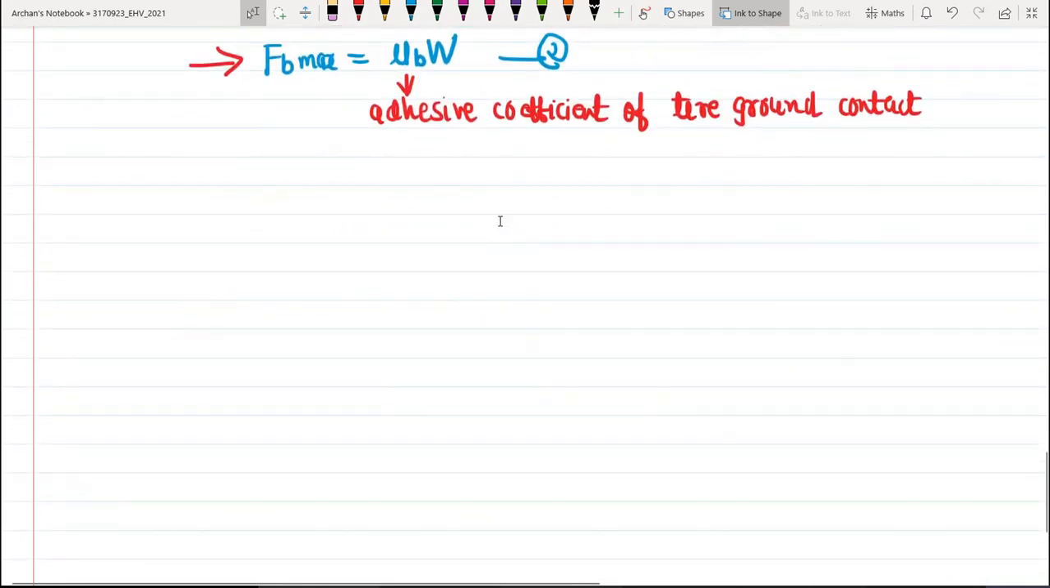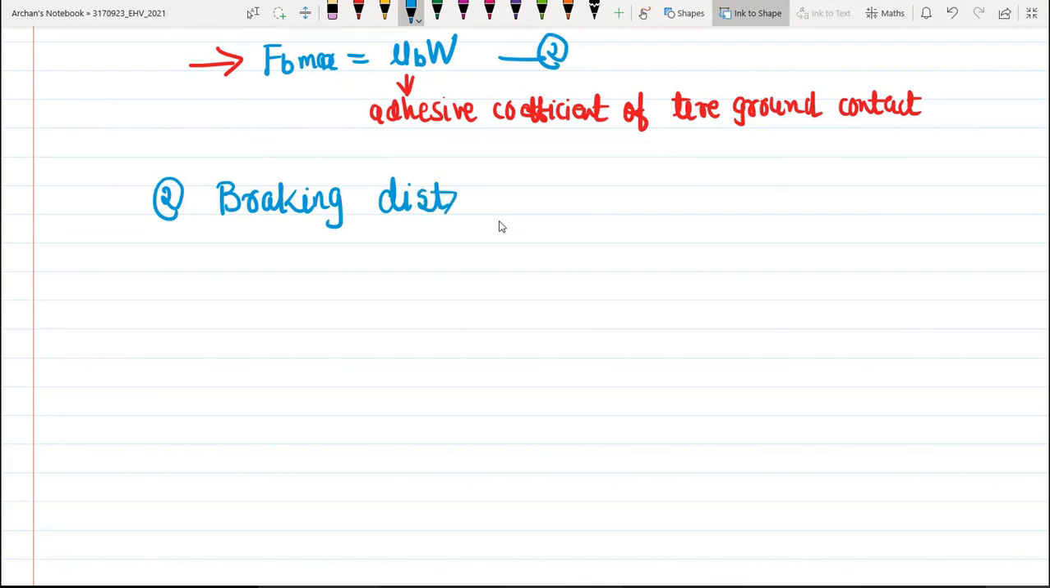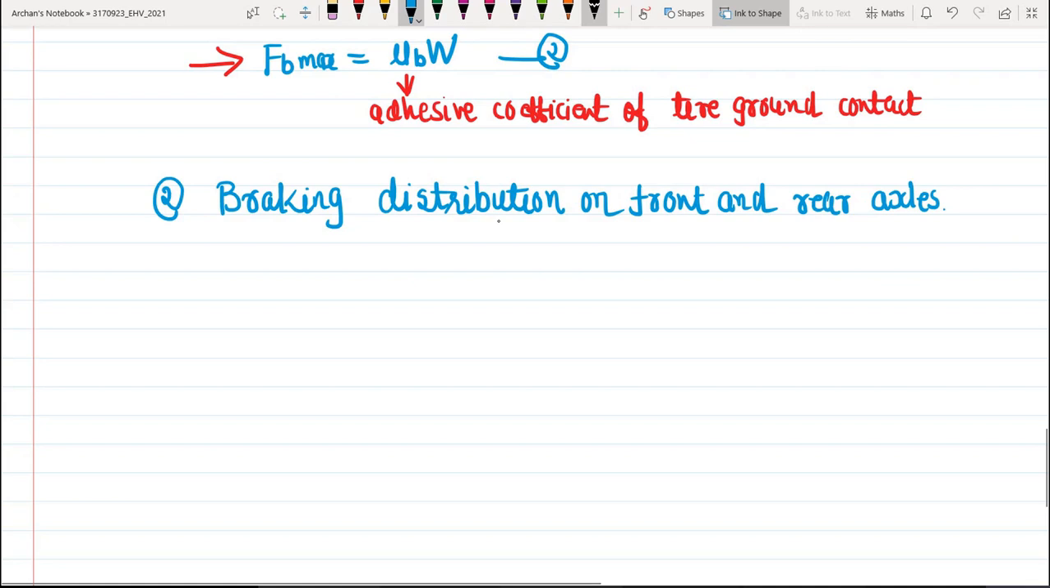Now, after braking force, you need to understand the braking distribution. Okay, so the second parameter is braking distribution on front and rear axles. Okay. So to understand this, first let me try to draw one figure.